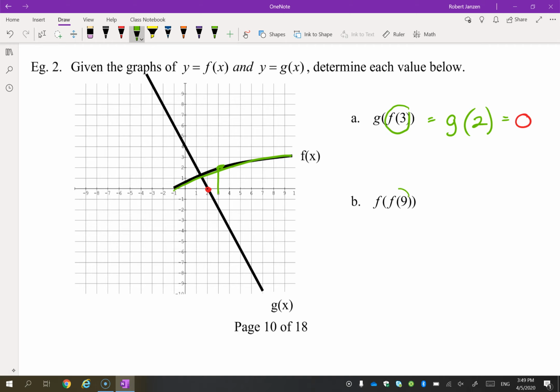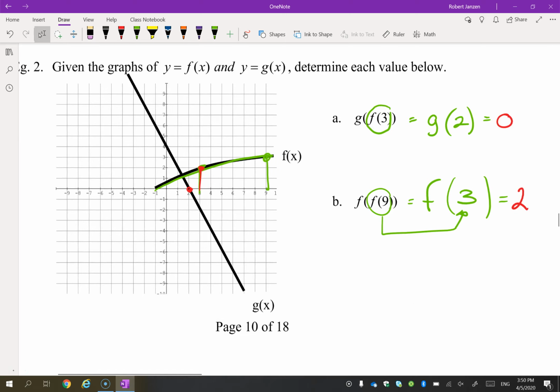Okay, let's try the next one. What is f of 9? So I'm going to take f of, and f of 9 is going in there. So at 9, looks like f of x is 3. So then I'm going to go and say, all right, now if we go to 3, what is f of x? It's 2. Okay, so hopefully that makes sense.